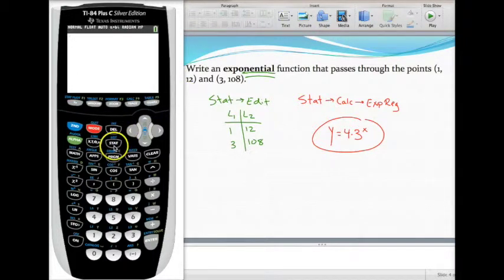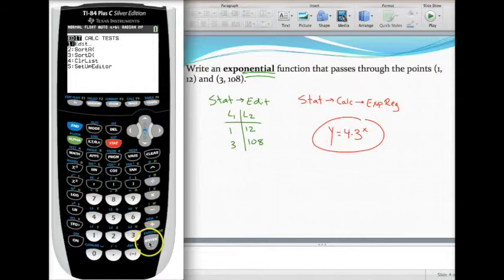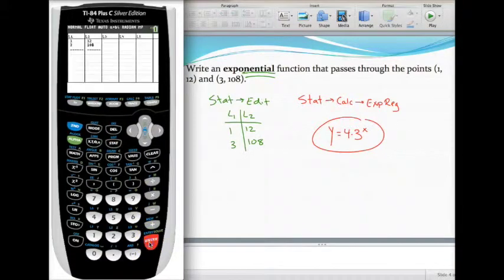So begin by pressing Stat and then Edit. And you should see L1 and L2. If you don't see those, you can talk to me in class and I'll show you how to get those to pop up. Get your X's typed in L1, I've done that already, and get your Y's typed in L2. And if you need to pause the video to keep up with me, then pause the video.